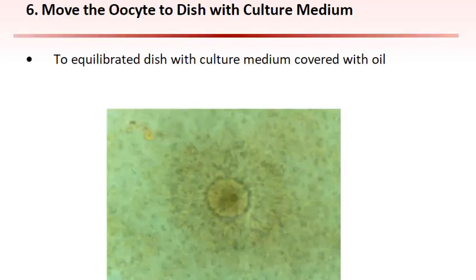Once the cumulus masses with oocytes have been identified, they are moved to equilibrated culture medium. This is the medium in which the oocytes will be inseminated, or from which they will be removed for stripping in preparation for intracytoplasmic sperm injection. The equilibrated dish should be maintained in incubation conditions with the appropriate temperature, humidity, and gas concentrations. This will ensure that the oocytes are maintained in the conditions defined by the laboratory's policies as soon as possible after identification.